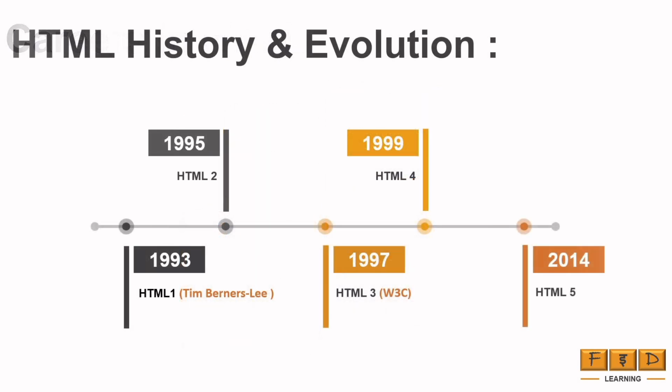Now, let's talk on HTML history and evolution. Explore the transformative journey of HTML over the past 2 decades. A significant milestone was achieved with the release of HTML5 in 2014. So, HTML1 was invented by Tim Berners-Lee and released in 1993. This was the first version of HTML.